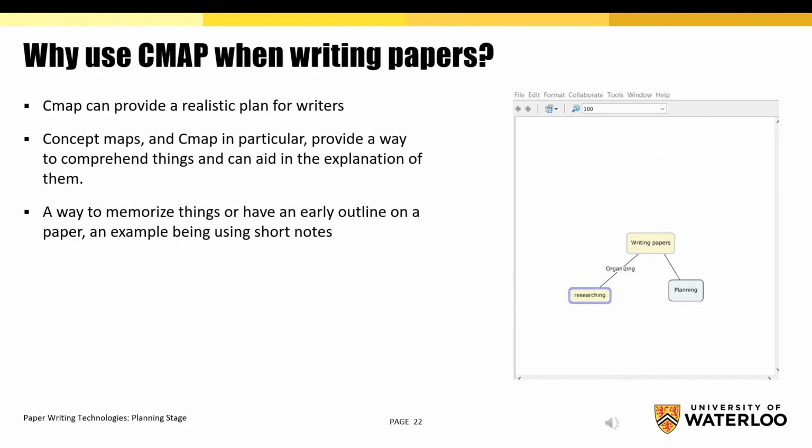Why use CMAP when writing papers? CMAP can provide a realistic plan which breaks things down into smaller, manageable sized pieces of information. Concept maps, and CMAP in particular, provide a way to comprehend things and can aid in the explanation of them. A way to memorize things is to have an early outline of a paper, an example being using short notes generated in the mind map, using that stacking technique to memorize the notes from CMAP.